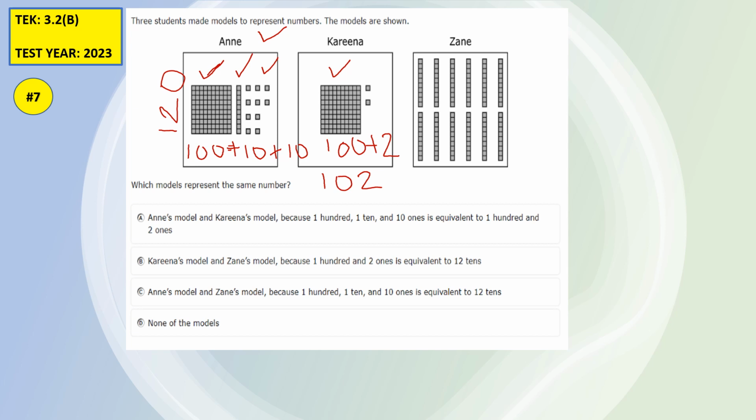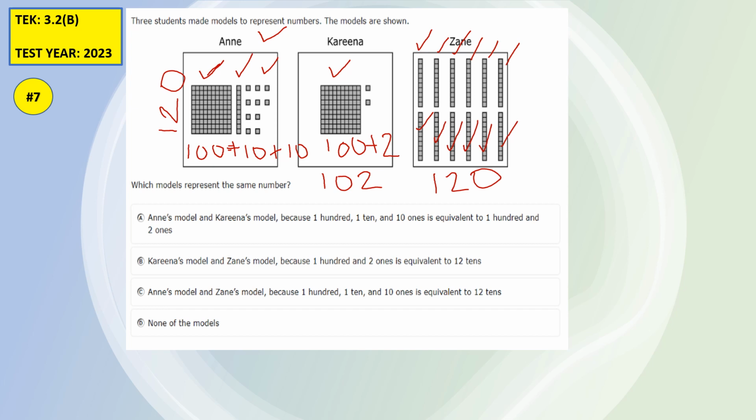And now let's look at Zane's model. Now, Zane, his model is completely made up of 10 longs. That's what these things are called, 10 longs. And we can count by tens to determine how much Zane's model is worth. So the first 10 would be 10, 20, 30, 40, 50, 60, 70, 80, 90, 100, 110, 120. So that means that Anne and Zane's model are equivalent, are equal.